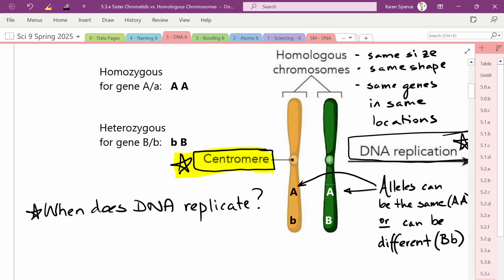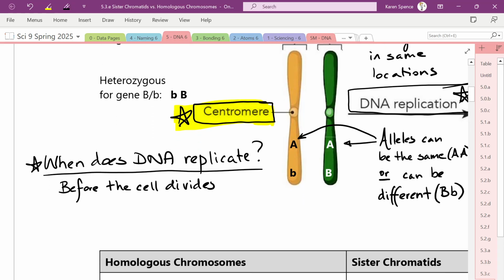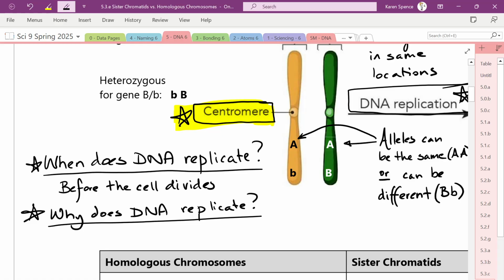That was a really good question. When does DNA replicate? It's before something. Before the cell divides. Why does DNA replicate? Have a chat with your neighbor about that. Why are we bothering to make a copy of the DNA?